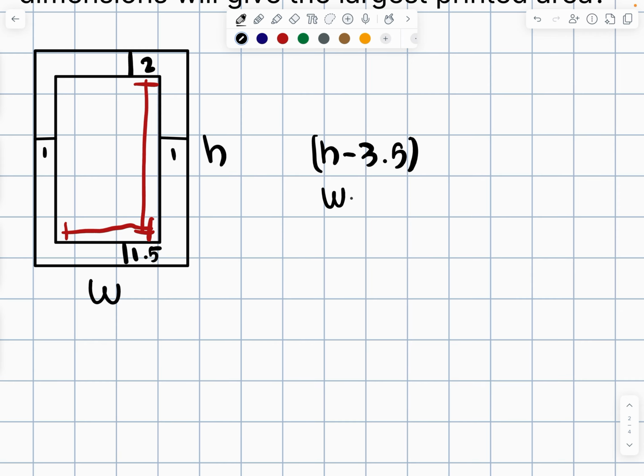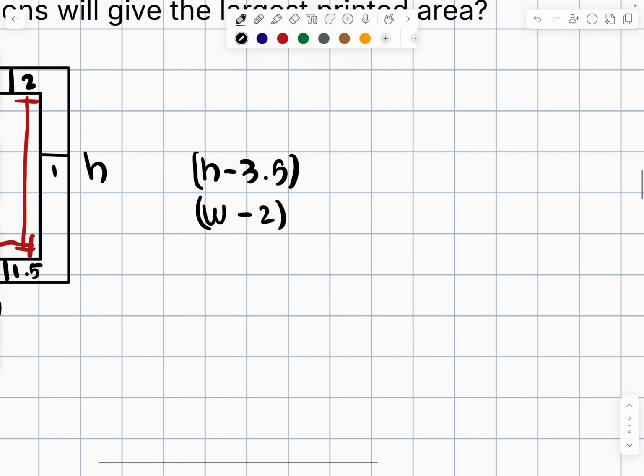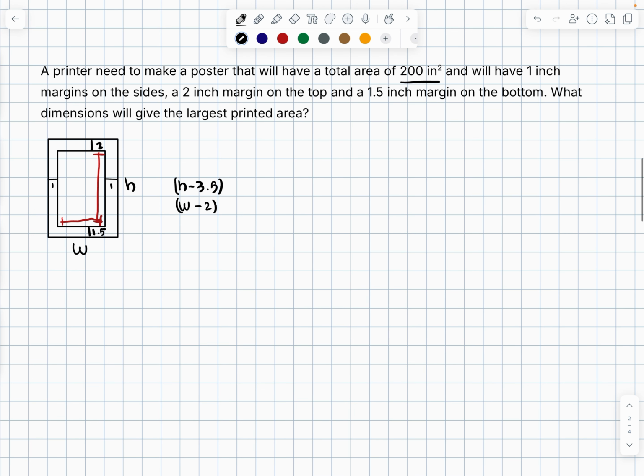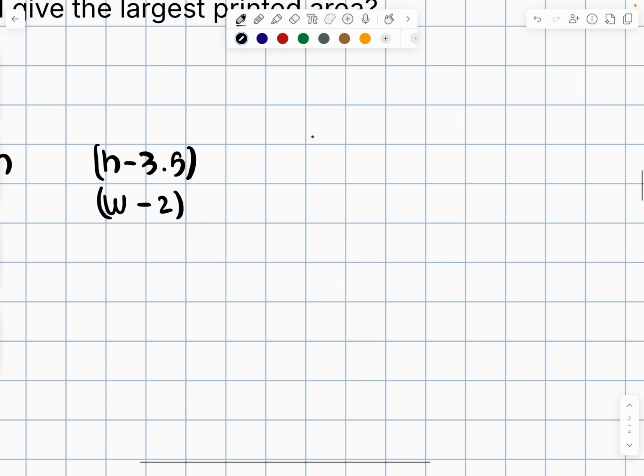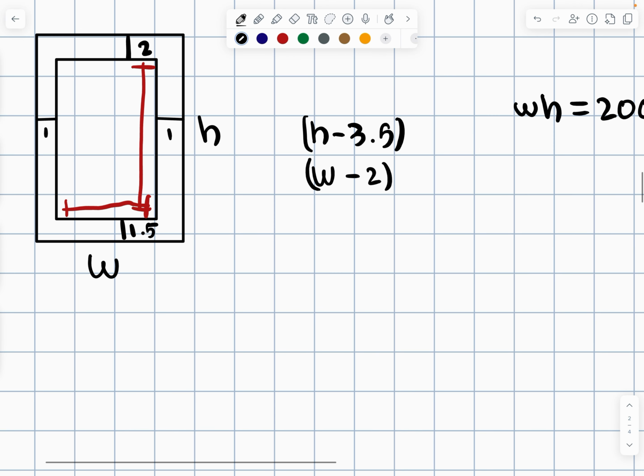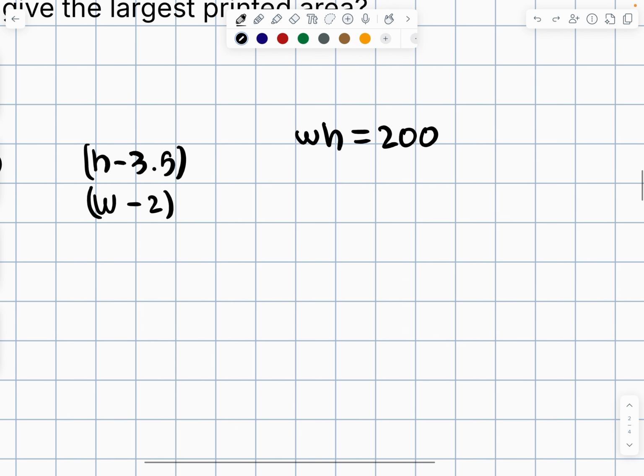And now we need to figure out the same thing with the bottom. So W minus 1 minus 1. So that will give us 2. So W minus 2. Now we can make two formulas. So we know that width times height gives us 200 inches. So we'll write that here, because that's just the whole paper's area. So we're just doing width times height, and that gives us 200.